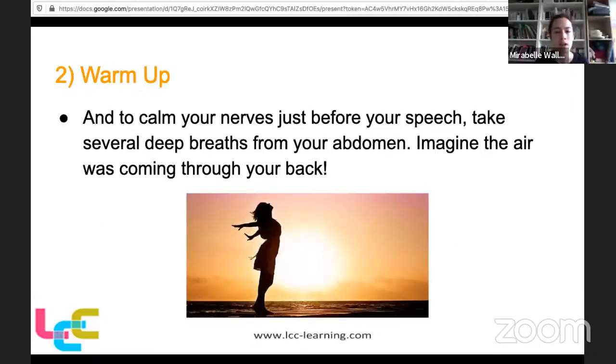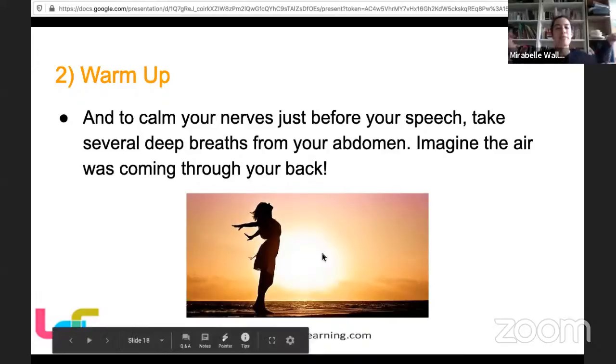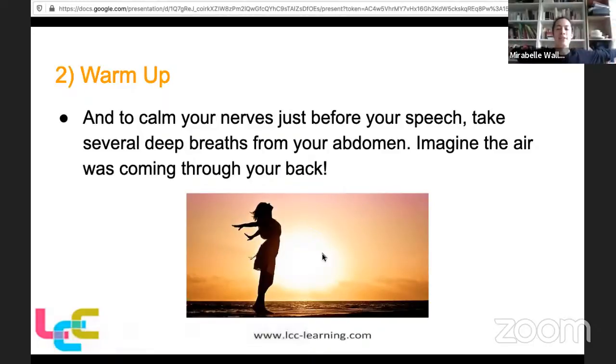And just before you start, to calm your nerves, or even if you're not feeling too nervous, it's a good idea always to take several deep breaths from your abdomen, just breathing in and out slowly. A nice tip that a singing friend gave me is to imagine that the air is actually coming through your back when you're talking, and traveling up into your lungs. You don't have to stand like this lady in the picture, but it's quite a nice illustration of the way the air can travel up. Good.